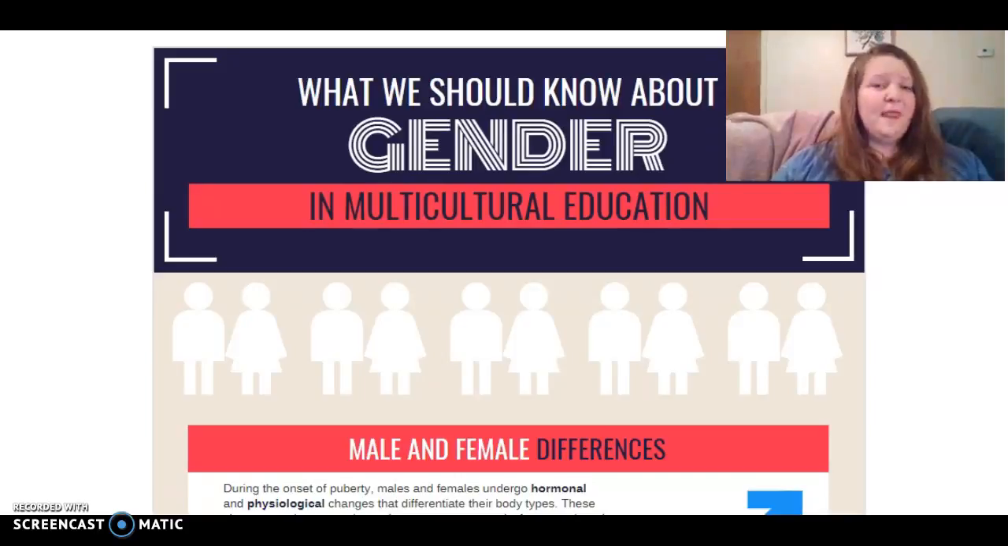I chose to make an infographic about gender because it's something that everyone is kind of talking about right now. People are always talking about things like female rights and the transgender issue. I thought it'd be an interesting thing to look into a little bit more and see how we can use gender as a teaching tool.